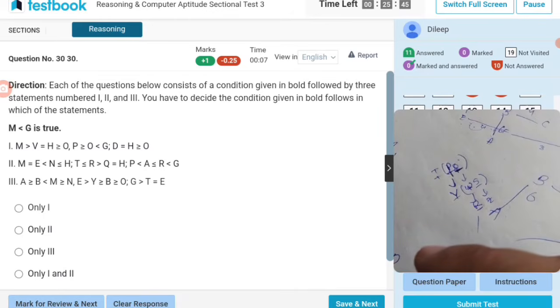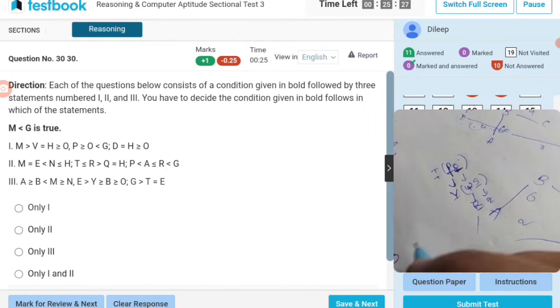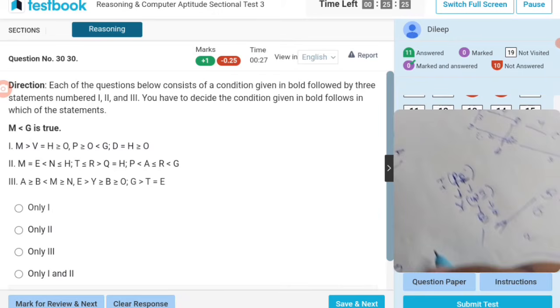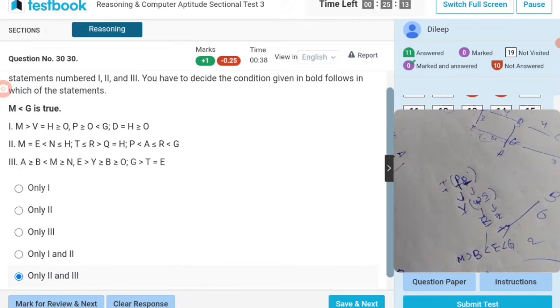M less than G is true. M is greater than O, less than G. Next. Less than H. H less than O or less than G. So 2 and 3 I think. Only 2 or 2 and 3. M less than G. M greater than B. B less than E. E less than G. So only 2 I think.